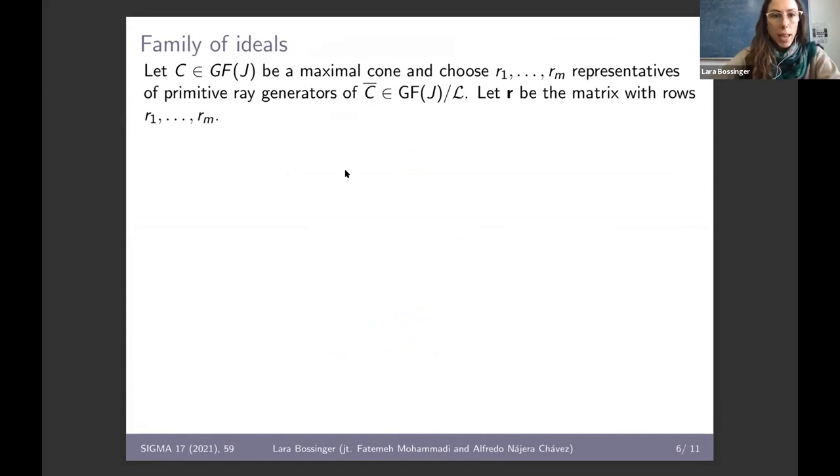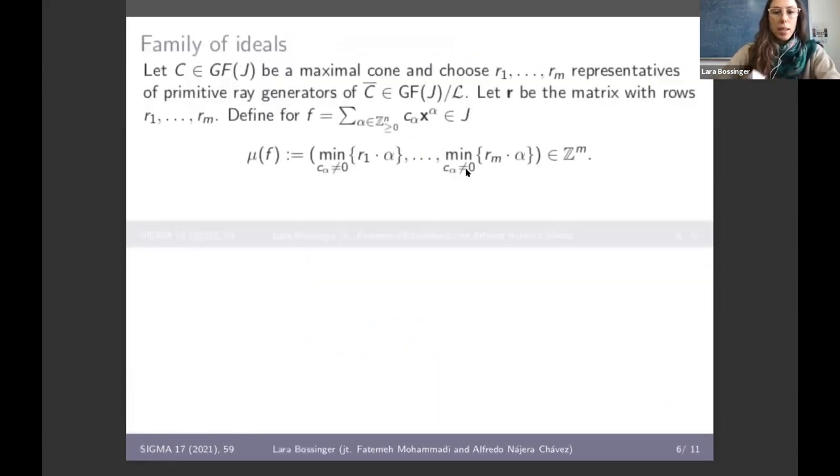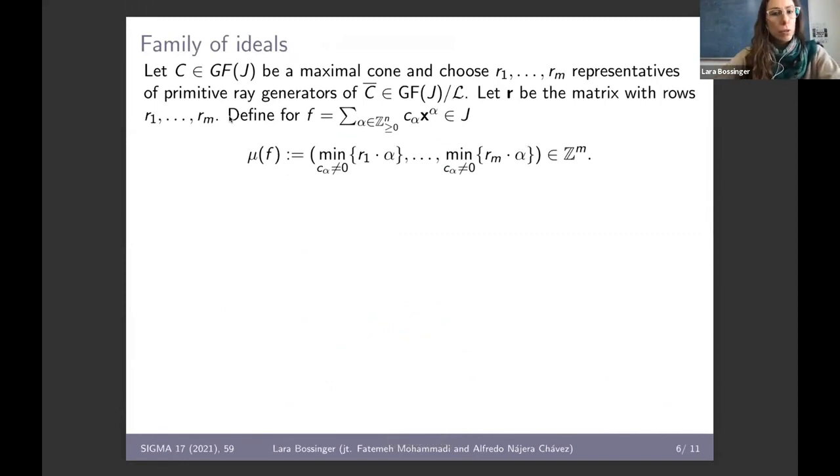And a particularly interesting case is picking a maximal cone in the Gröbner fan and doing this homogenization with respect to all its rays, or representatives of the primitive ray generators in the quotient by the linearity space. So if R is the matrix whose rows are exactly these primitive ray generators, then first we define this minimum function that for a given polynomial F has entries corresponding to the minimum of all the dot products of the rays with the exponent vectors that appear in the support of F.